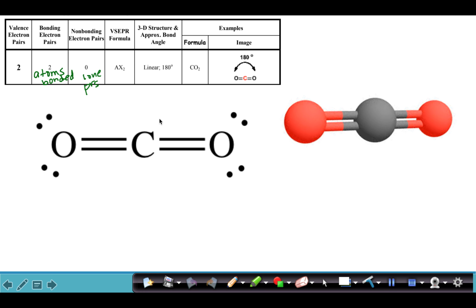That means that this molecule will be linear. And for it to be linear, that means that if we start at the central atom, the angle between that atom and the other atoms will be 180 degrees. This is in a straight line. So if you have 2 atoms bonded and 0 lone pairs on the central atom, it'll be called linear with a bond angle of 180 degrees.